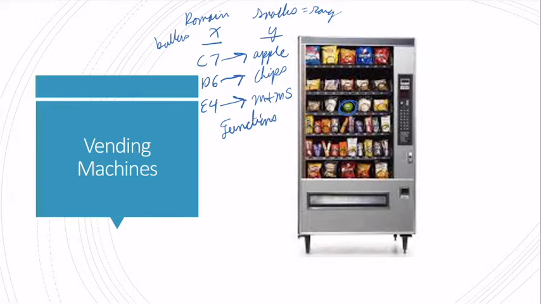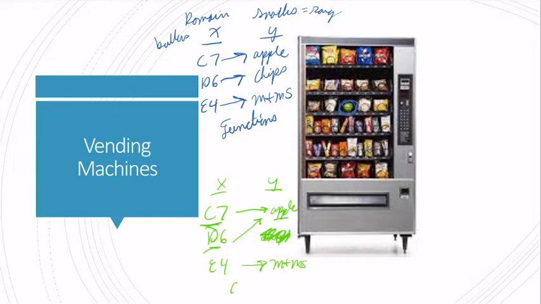I wonder though, would my vending machine still work if I had C7 and D6 both going to apples, because we're trying to be super healthy, and E4 go to M&Ms? And chips is all lonely and nothing maps to it. So it's really not in our domain. In our range, would this still be a function? Yeah, right? I push C7 and I get an apple. I push D6 and I get an apple. The machine still works. Each X still has exactly one Y value. So this is a function.